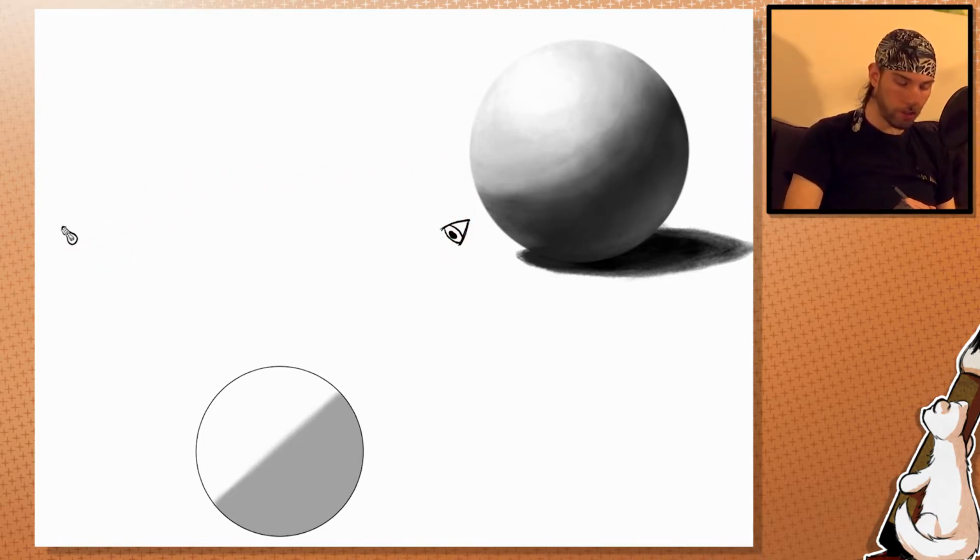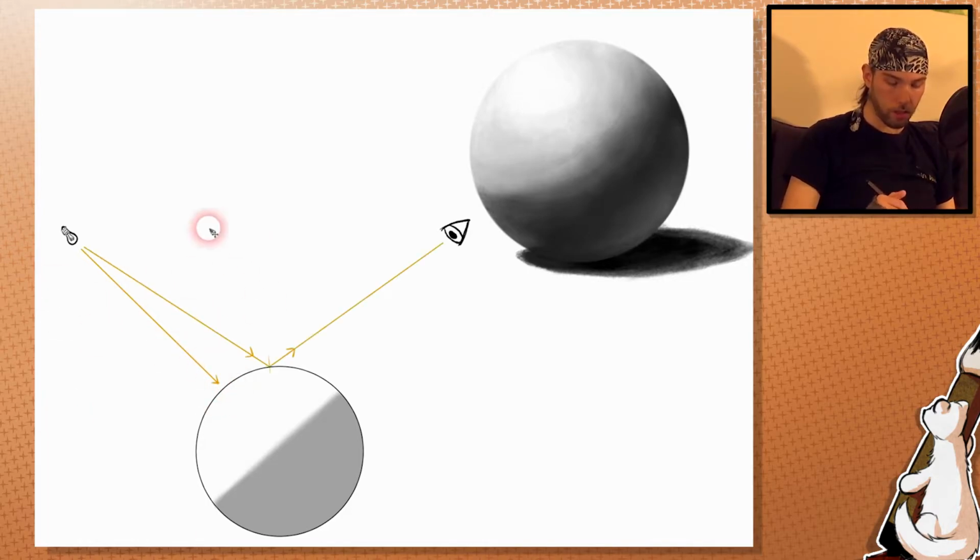Now, if we send light to this ball, then the brightest spot would be here at the top. However, the highlight is not this spot, but the light that is directly reflected from the ball's surface to the viewer. And as the viewer would move, also this spot would move, depending on the shape of the surface.